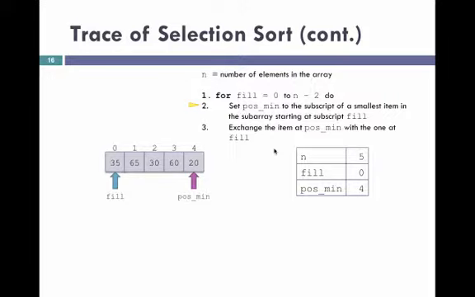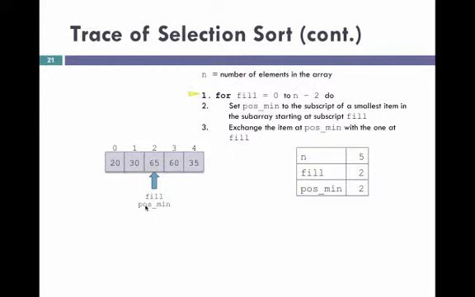and we look through the entire array and determine that the value 20 is the minimum number, and then we'll go ahead and exchange the 35 with the 20. So now we know that 20 is in its sorted position in the array. Next we'll start with fill equal to 1. We find the smallest element in the array and we switch it with position fill. So now 20 and 30 are in their sorted position.